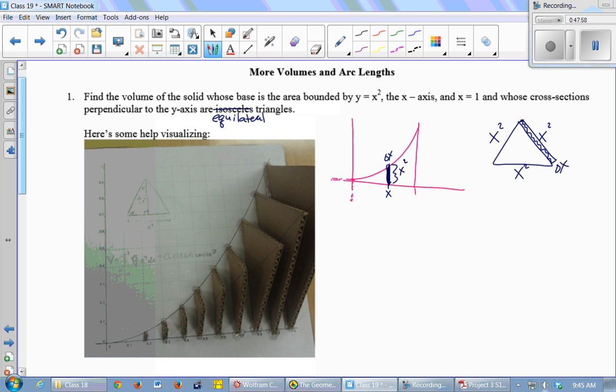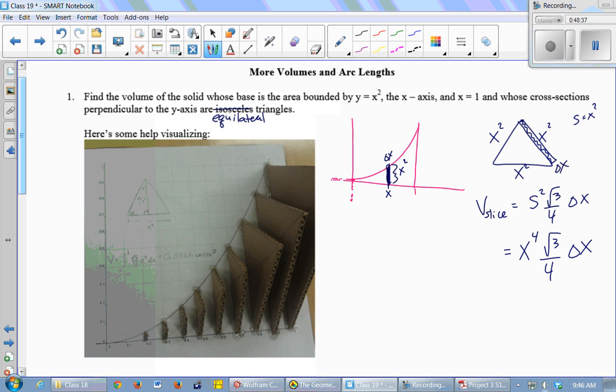Because the base is going to have some width like that, delta x. So the volume of this slice is going to be, remember, s squared radical 3 over 4, where s is the side length of your equilateral triangle. We derived this a little earlier. So I'm going to replace the s with an x squared, and I get x to the 4th radical 3 over 4 delta x. The side length of my equilateral triangle is x squared.